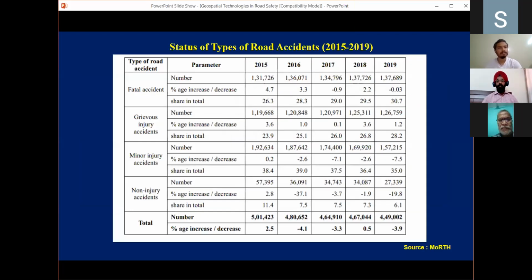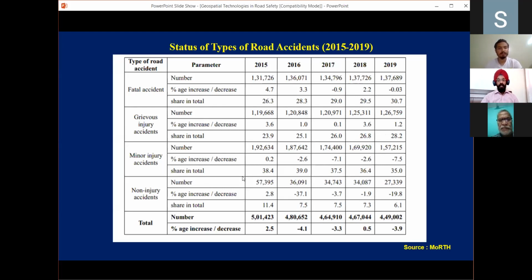If we talk about the type of road accidents, you can see that for fatal accidents the percentage was increasing by 4.7, and in 2019 it is minus 0.03. Still it is decreasing. We must be happy, but we should not stop our various initiatives, we have to do a number of things. Fatal accidents are 30.7%. If we talk about grievous injury accidents, the percentage change is 3.61, and in 2019 this is 1.2, and you must be surprised that grievous injury accidents are still 28.2%. This is an alarming situation when we are talking about road accidents.